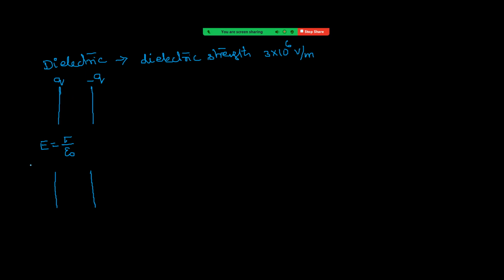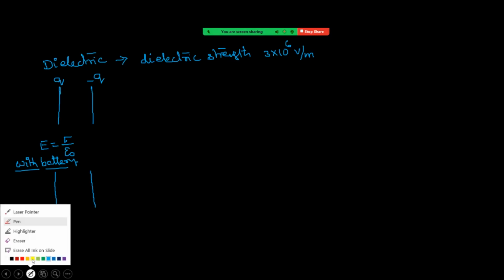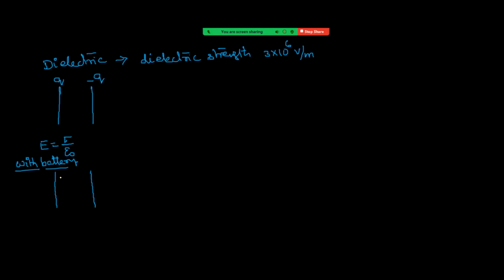Case one, with battery, means the battery is still connected to the capacitor. We are placing a dielectric substance between the plates of the capacitor. It is now filled completely. So this is now the dielectric.